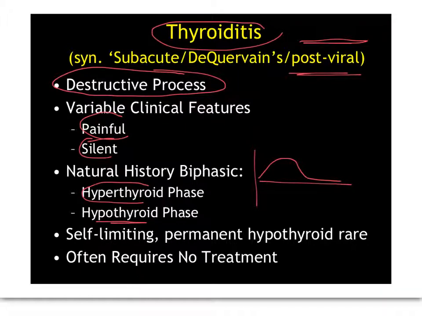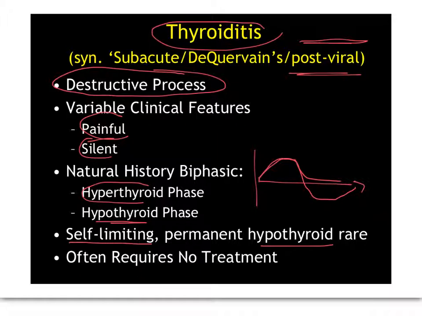Alternatively, they get the overactive thyroid and then it goes underactive for a few months before going back to normal. Important to note that this is a self-limiting condition. It lasts a few months and then you're back to normal. It's very rare to have a permanent thyroid dysfunction following this.